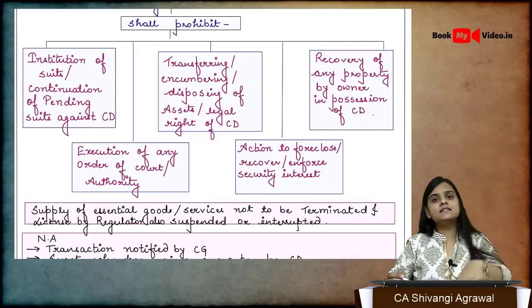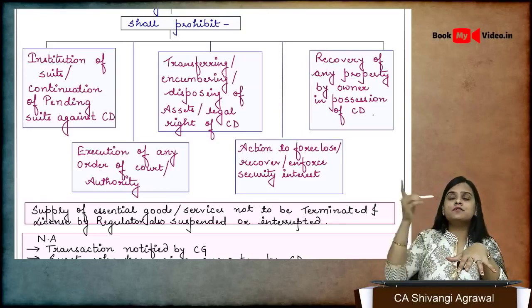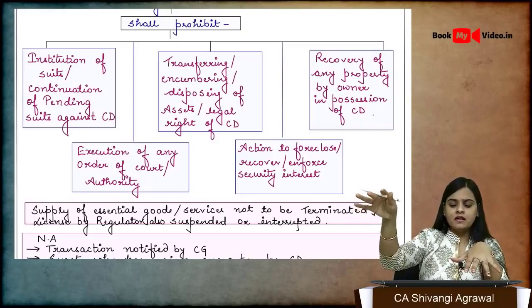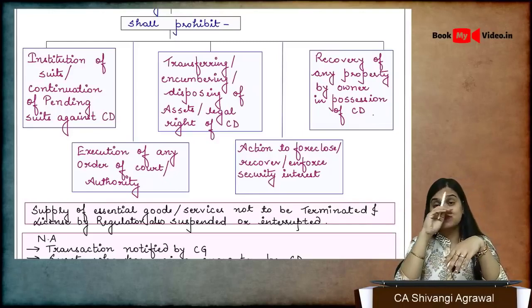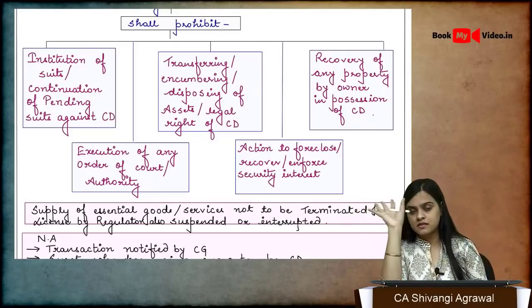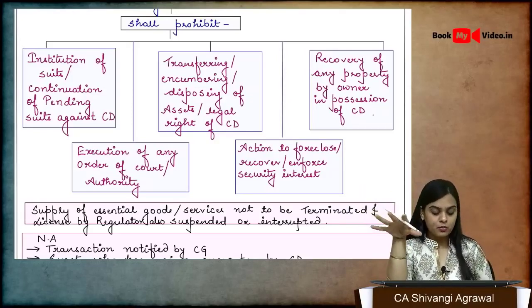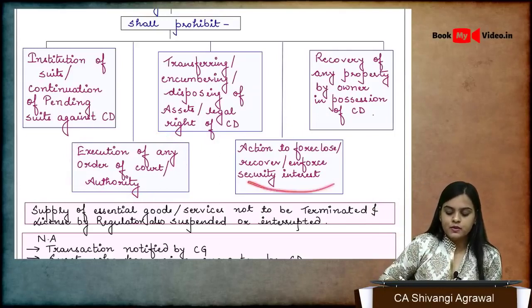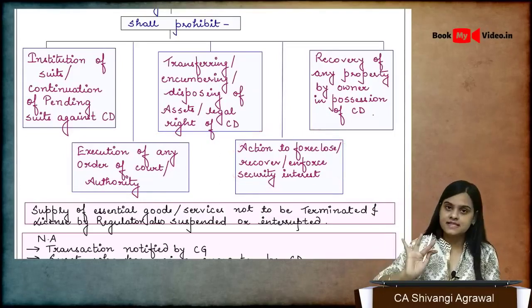Supposedly, the company is functioning in a building. That building is taken on lease from someone else. So he cannot take back the property right now, which is in possession of the corporate debtor. Of course, if the lease has expired, other terms prevail, right? So that cannot be recovered during moratorium. You cannot execute any order of court, and you cannot even enforce action under the SARFAESI Act.